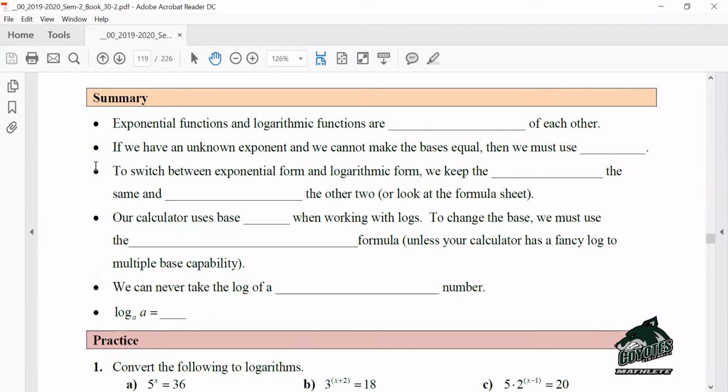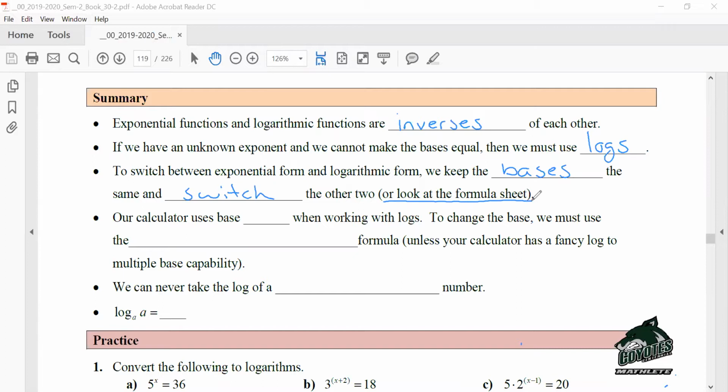Okay, so here's your summary, my friends. Exponential and logarithmic functions are inverses of each other. That means they undo each other. Okay? If we have an unknown exponent and we can't make the bases equal, then we must use logarithms. To switch between exponential and log forms, again, my little expression, we keep the bases the same and switch the other two, or as I've typed right there, just look at my formula sheet. I've heard over the years a ton of expressions for how teachers show their kids to switch between these two forms, whatever works for you.